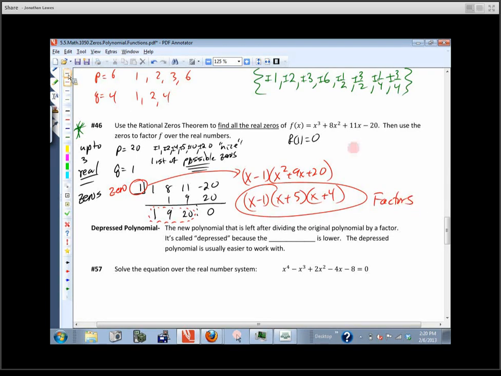I'm going to change colors. Let's write down the zeros. What's the 0 from this one? 1. What's the 0 from this one? Negative 5. And what's the 0 from this one? Negative 4. Good there? Okay, take a good look at this. We're done with the problem at this point. I realize you might have a headache. This is a lot of stuff to keep track of.